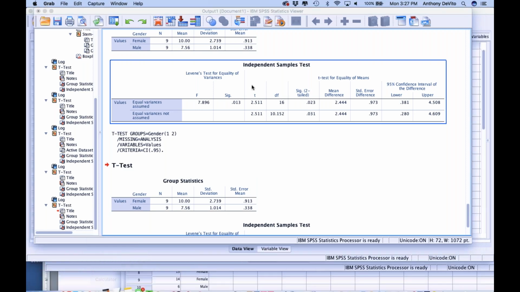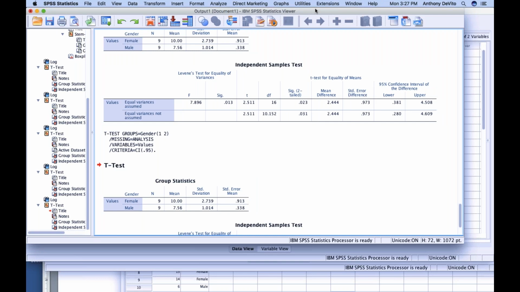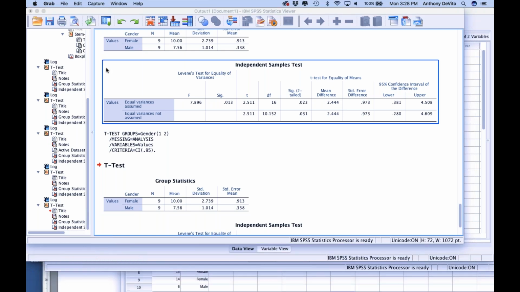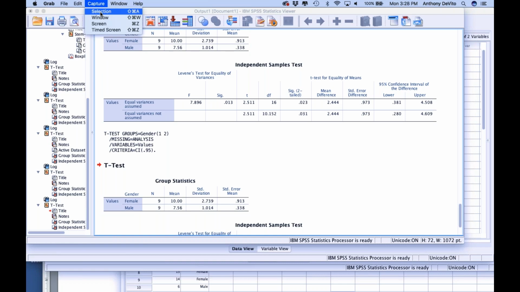That's on my screen. The same info pops up, but in a different order. Like the group stats box is above the independent samples test box. Is that bizarre? No, probably just a difference of versions. Okay.